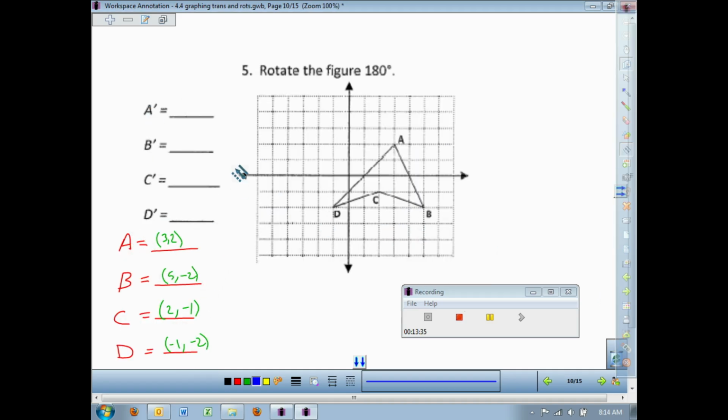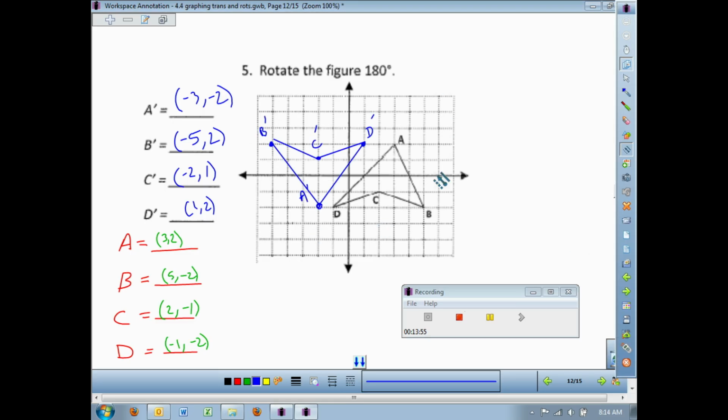Just figure out where your new primes are by using the rule for rotating 180 degrees by just changing both signs. So when you do that, I'll pause the video for you, or you should pause the video, I should say, and do that. And you should have got that for an answer. Check them real quick and graph them. And it looks like that thing rotated a half turn around the origin. So rotate 180 degrees counterclockwise.